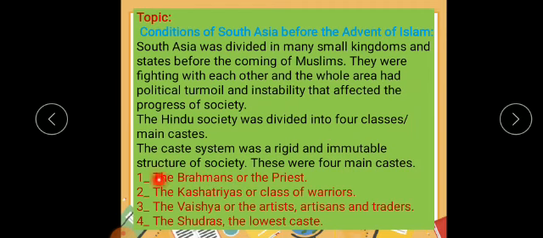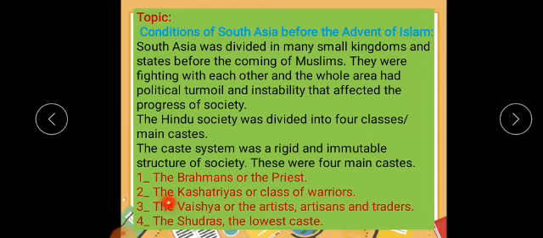The second caste was the Kshatriyas, or class of warriors. Their work was the security of the country. Kshatriyas were warriors, meaning for defense. This caste was also very highly respected after the Brahmins. These were the two castes that had high respect.